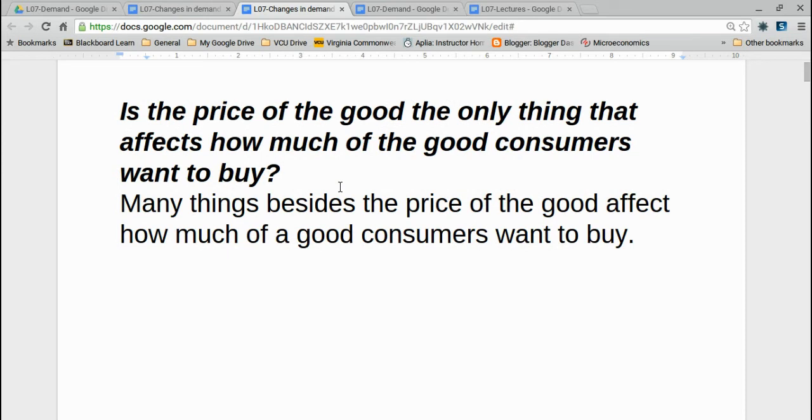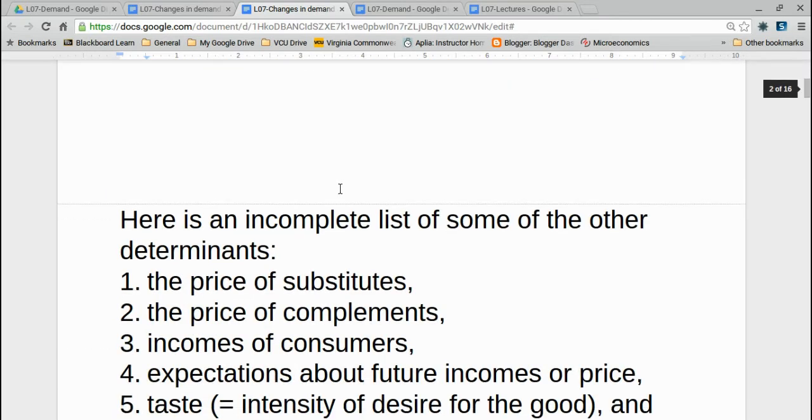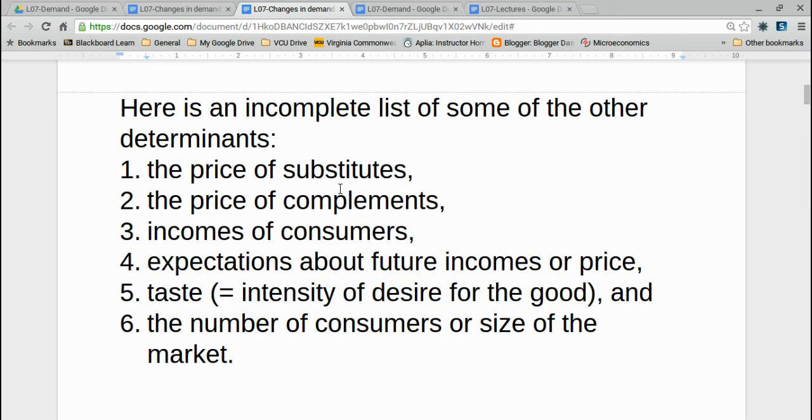Many things besides the price of the good affect how much of a good consumers want to buy. Here's an incomplete or partial list of some of the other determinants: the price of substitutes, the price of complements, the incomes of consumers, the expectations consumers have about future incomes or price, and taste. To an economist, taste means the intensity of desire for the good.